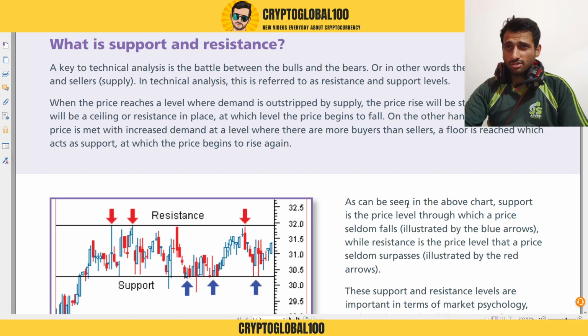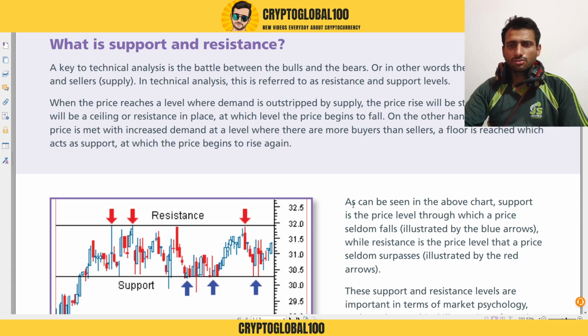And as you can see on my screen, what is support and resistance? Today we are going to talk about what is support and what is resistance. A lot of people have asked me in the DMs about support and resistance because it is one of the best methods to trade, okay, without any indicators, without any bells and whistles.